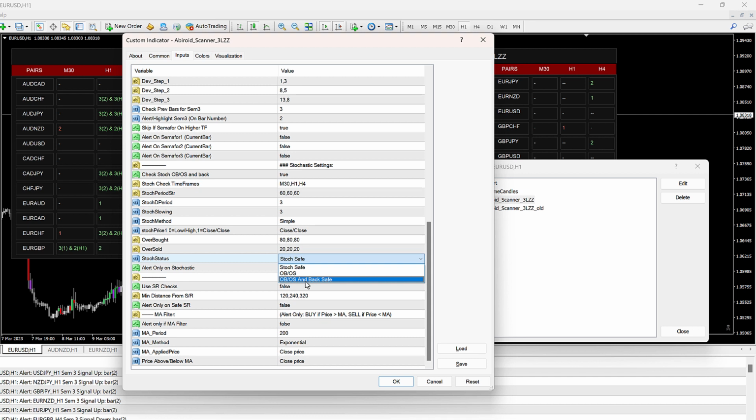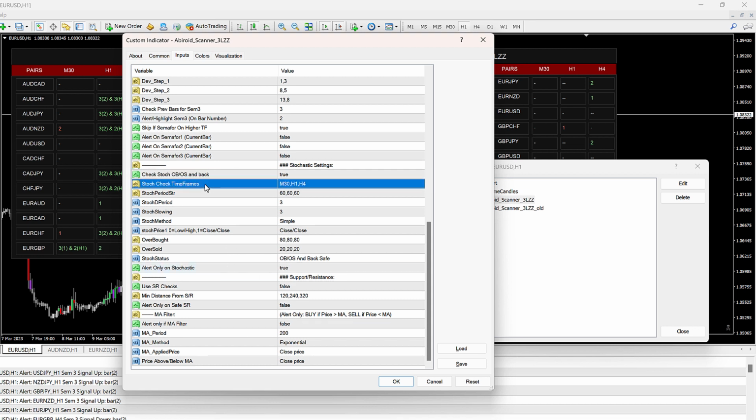So in case you have this selected, it will show the alert for only one bar, because for only one bar, these stochastic settings will be true. So you can always set this to false so that it shows you alerts for all other signals as well. But if your strategy is based on stochastic and you want alerts only if the stochastic settings are true, you can set this to true.